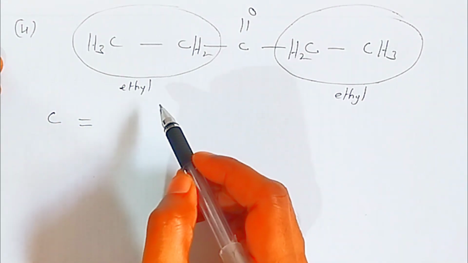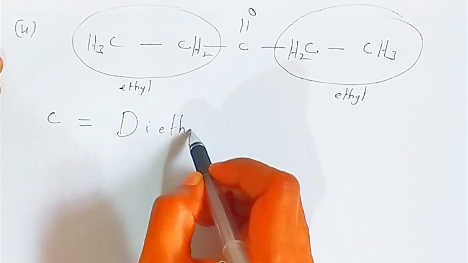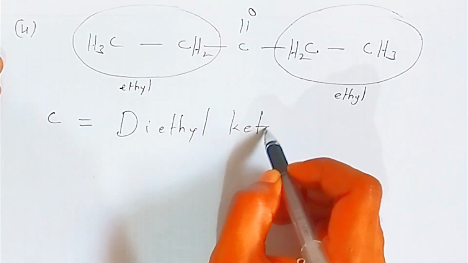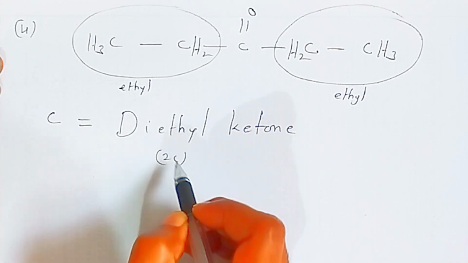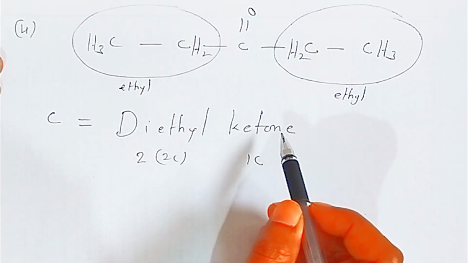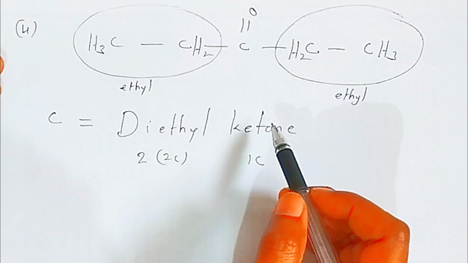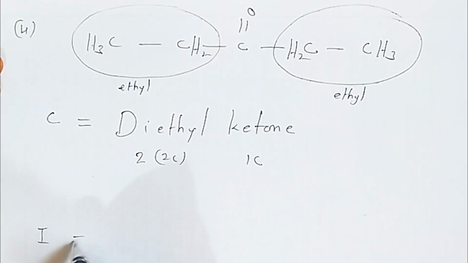For that, students, we are going to use the word di. So in the common name we call it diethyl, and it is a ketone. So diethyl ketone. Diethyl means here 2 carbon. Ethyl consists of 2 carbon, but there are 2, that's what di stands for, and 1 ketone. So this ketone has a total of 5 carbon. Diethyl ketone consists of 5 carbon. Now how are you going to name it in the IUPAC system, students?